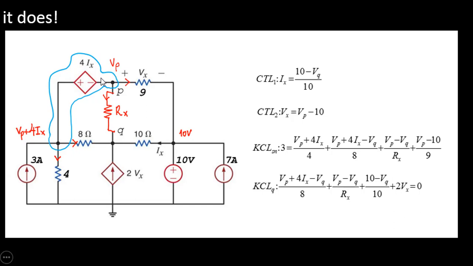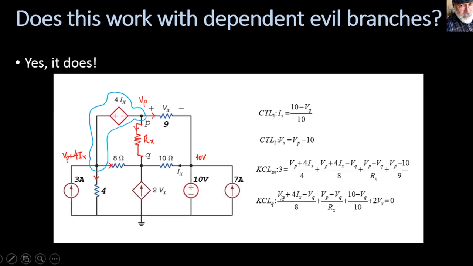So I have declared these evil branches as a supernode with that Gauss surface. I've identified the node on the top right as the unknown Vp, and then automatically the other voltage is Vp plus the value of the source, 4 times Ix in this case. The equations are there for your perusal.